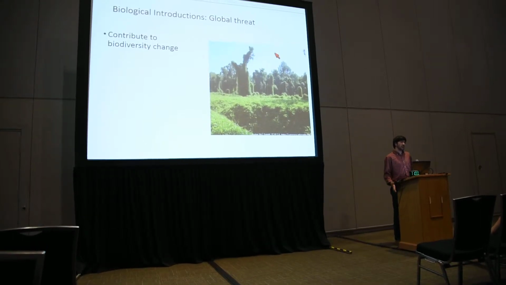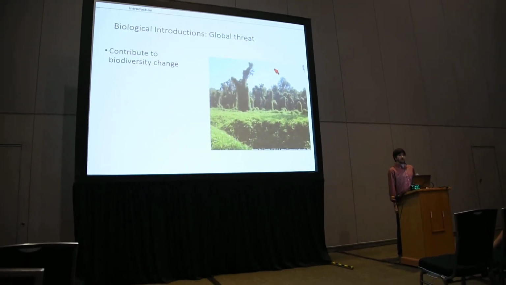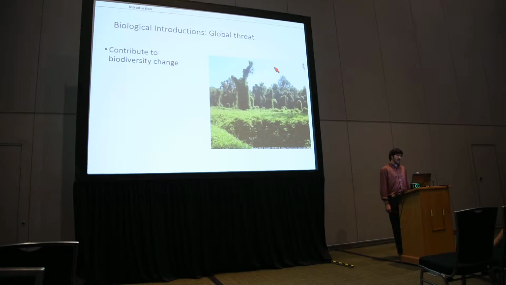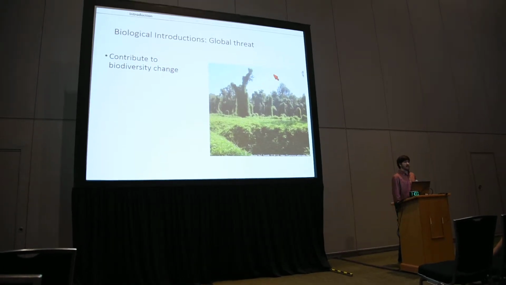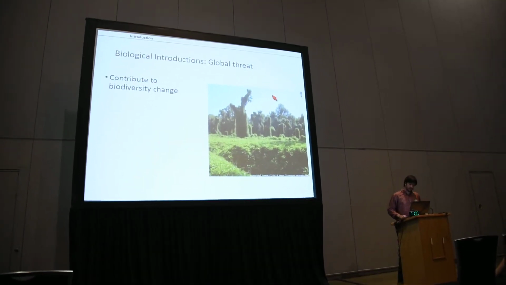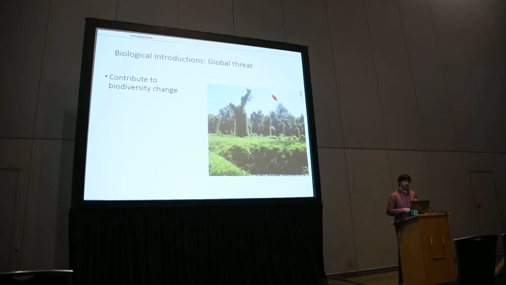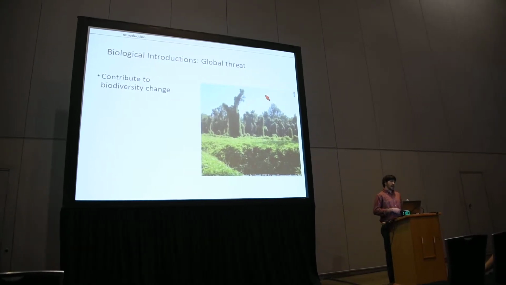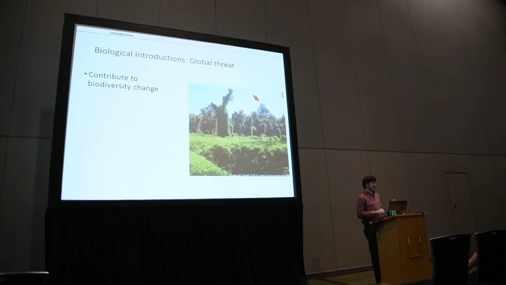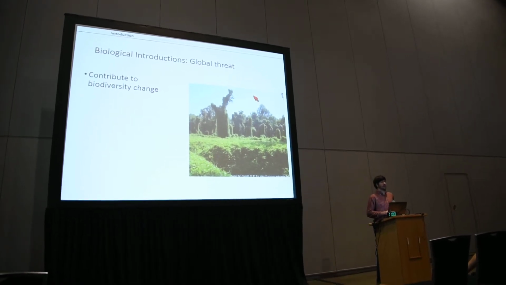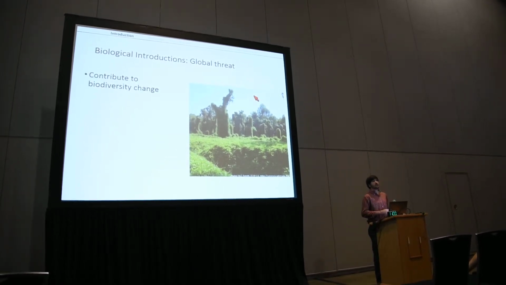So biological introductions are a threat for the modern ecosystem. They can work to homogenize environments, as pictured with kudzu here. They can also outcompete native species and displace native species, along with other ecosystem interactions. And the biological introductions can contribute to overall biodiversity change, and that biodiversity change is usually in the negative.